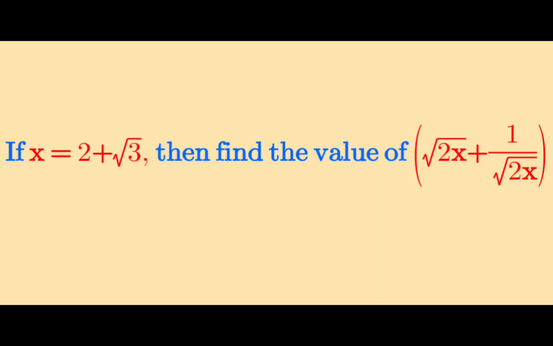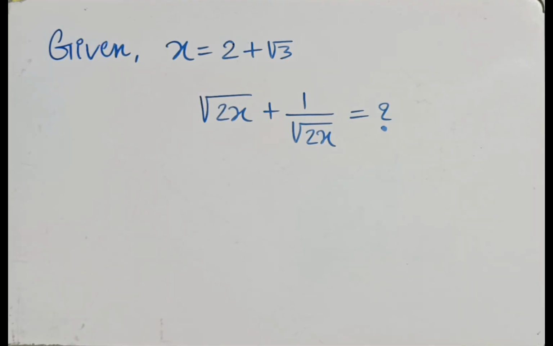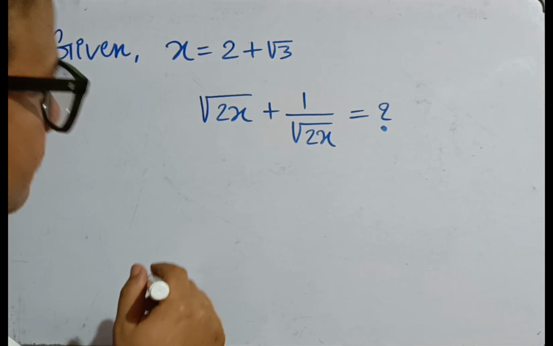If x is equal to 2 plus root 3, then find the value of root 2x plus 1 upon root 2x. Here, we have to find the value of this expression from the given value of x. Here, we have to calculate the value of root 2x plus 1 upon root 2x.